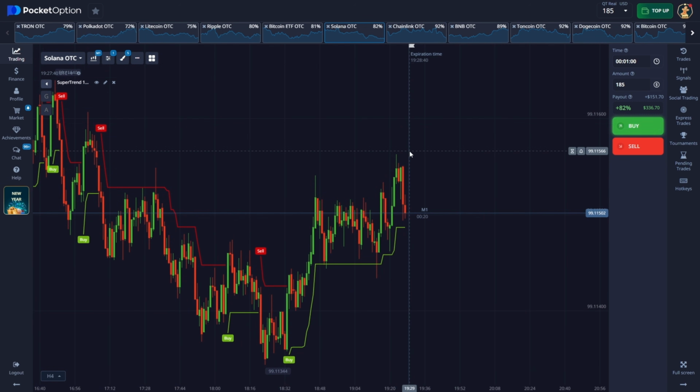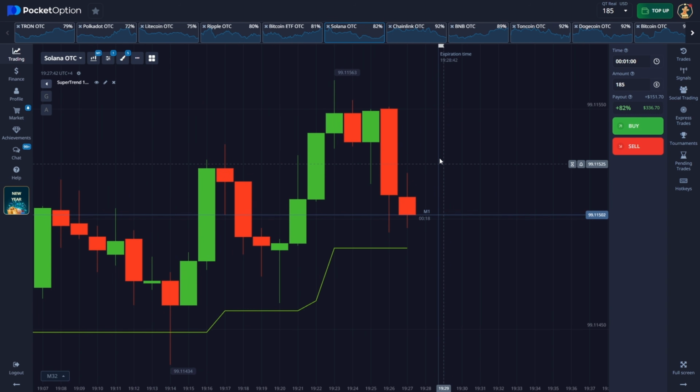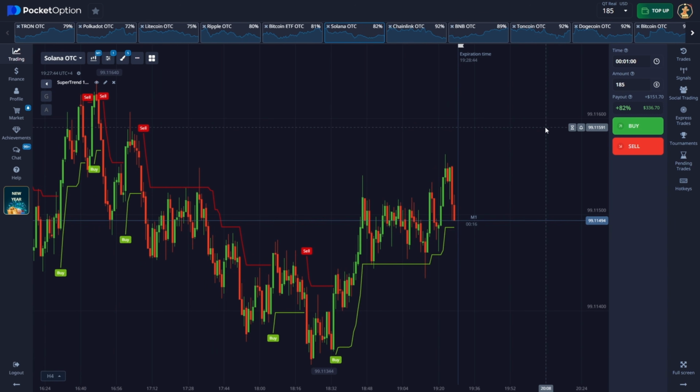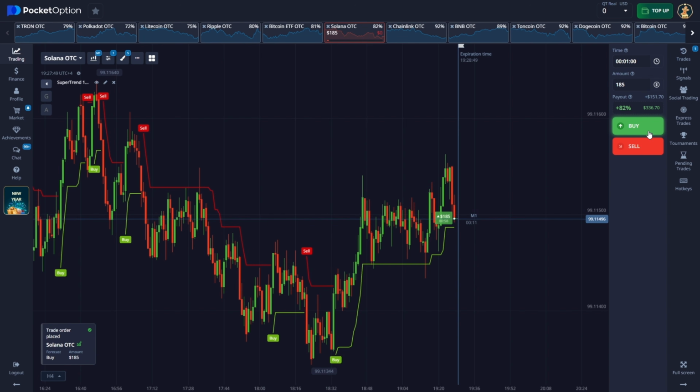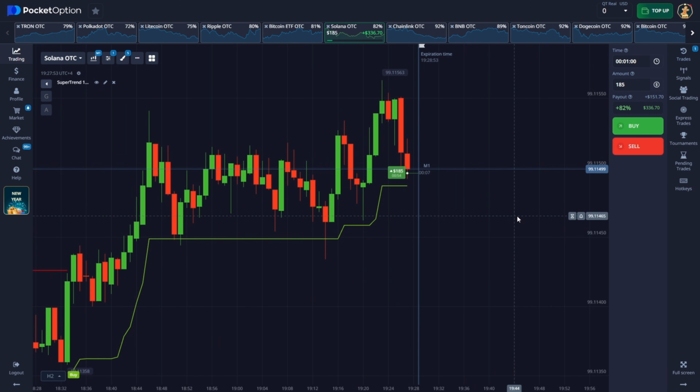Back to Solana, we have another setup for an upside move. I'm waiting for the entry at the buy level. If I get in near that level, we'll place the trade. I got the entry at the buy level and placed a trade for the upside move worth $185. The trade is currently going in our favor.